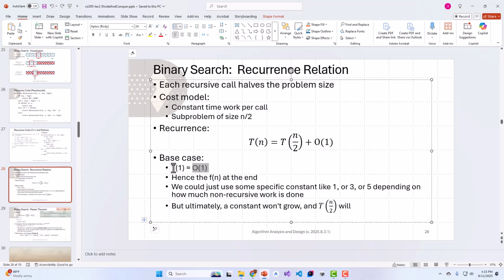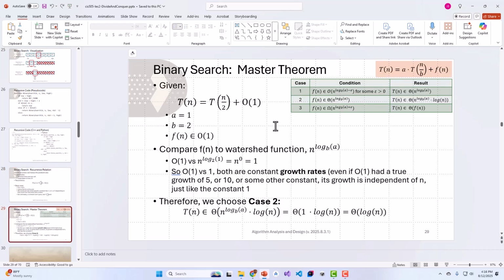Now, the big O of 1 here at the end might throw you off a little bit. You're like, wait a minute, how does f of n equal a big O of 1? What does that mean? We're saying that it's some amount of constant work depending on the application or the implementation. So we could just use some specific constant, like a 1, a 3, a 5, a 2, a 7, or 17, or whatever you'd like. But ultimately, the constant won't grow, and T of n over 2 will. Okay? So how do we calculate this?